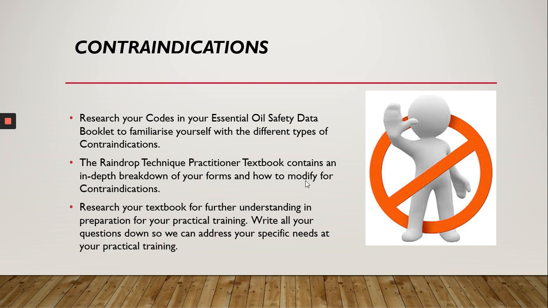You will get your Raindrop Practitioner textbook at your practical training, and it gives you an in-depth breakdown of your forms and how to modify in case you feel that you have forgotten something after your practical training. We are also able to answer any questions that you're unsure of to help you consistently keep up with your student case studies and working on volunteers. So research your textbook further after your practical training, and write all of your questions down if you have any, so that we can address those specific needs at your practical training.